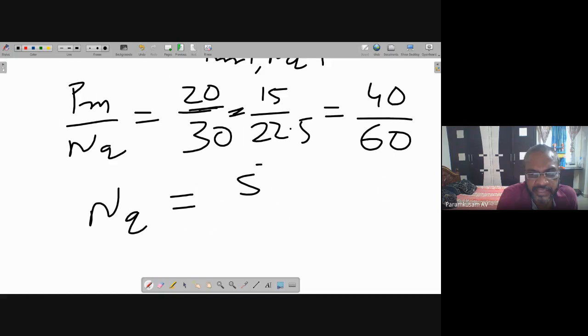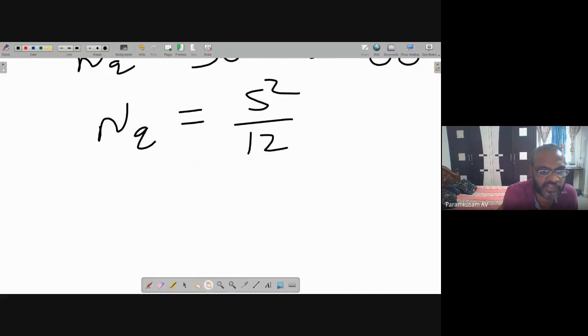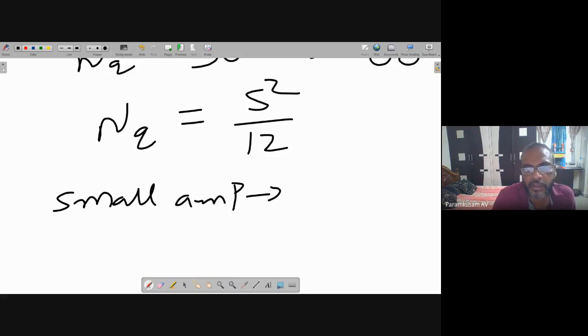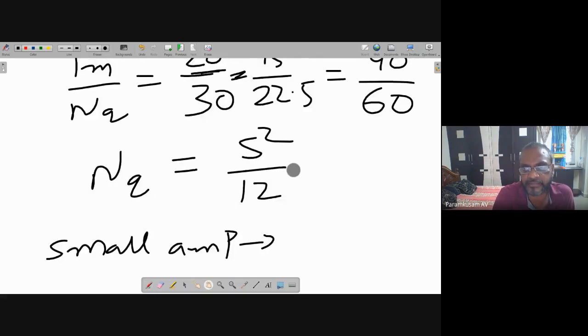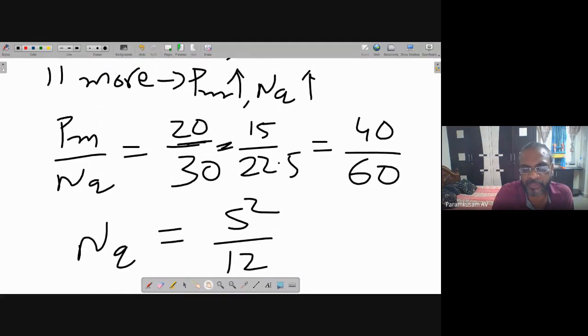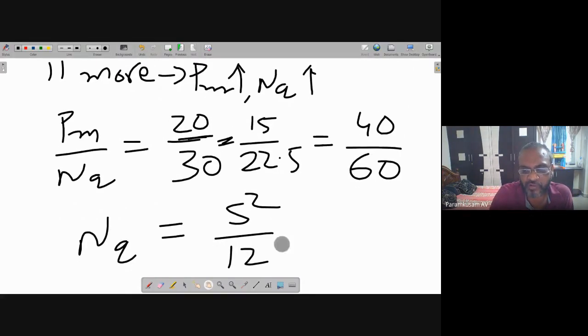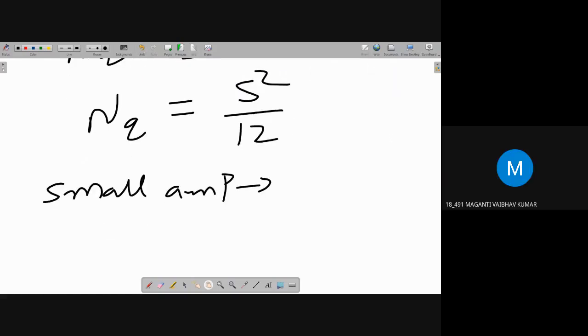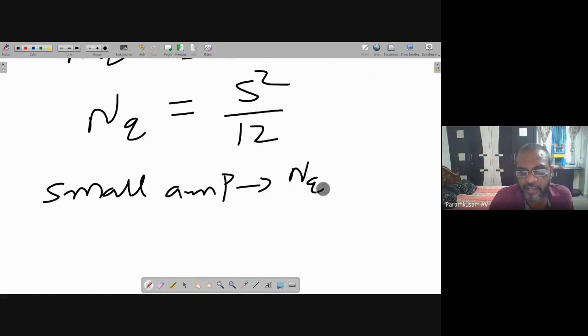NQ is equal to S²/12 కదా? S²/12. ఓకే, ఇప్పుడు మనకు కావాల్సింది ఏంటి? ఫర్ స్మాల్ యాంప్లిట్యూడ్స్, స్మాల్ యాంప్లిట్యూడ్స్ కి మనకి NQ ఎంత ఉండాలి? మెసేజ్ పవర్ తగ్గిపోద్ది స్మాల్ యాంప్లిట్యూడ్స్ అయితే. సో నాయిస్ పవర్ కూడా తక్కువ ఉండాలి. NQ should be less. You don't confuse. Down arrow indicates less, upper arrow indicates more.